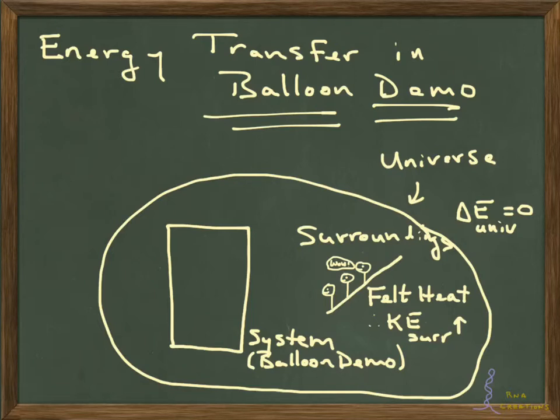Because energy is conserved and delta E of the universe is zero, if the kinetic energy of the surroundings goes up, then there must be an offsetting and equivalent change in energy within our system. And that is, in this case, a decrease in the potential energy of the system. That is because we wait long enough that the temperature equilibrates within the system such that the kinetic energy change in the system is zero, and all of the change is in the potential energy.